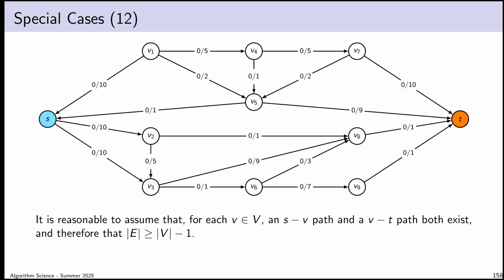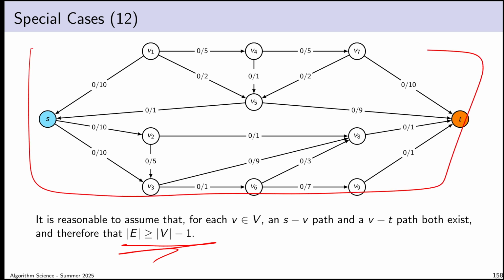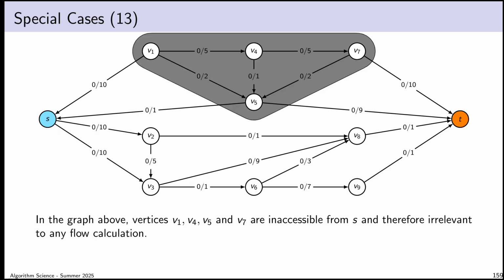It's reasonable to assume, therefore, in our flow networks that all vertices that we care about have a path from S to that vertex and a path from that vertex to T. And what this implies basically is that the underlying, if I collapse the graph down to an undirected graph and look at it, it's connected, and therefore that I get this, which applies to all connected undirected graphs.